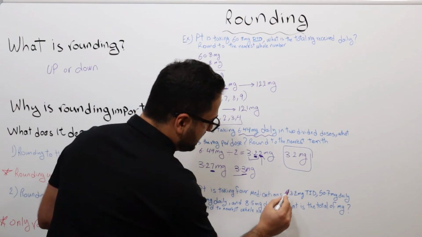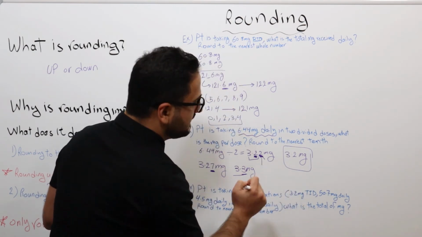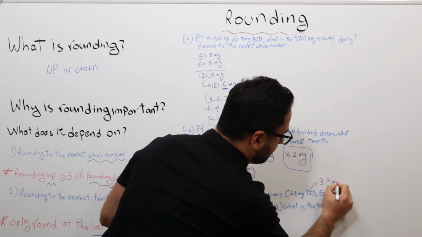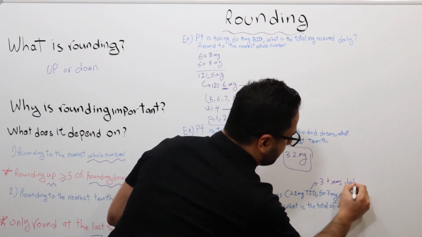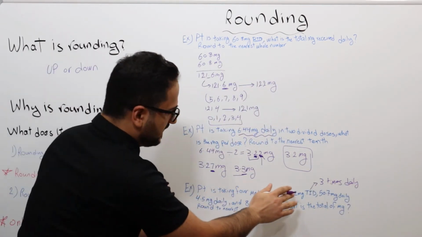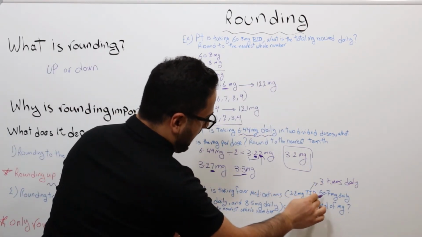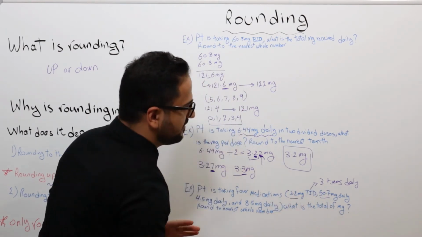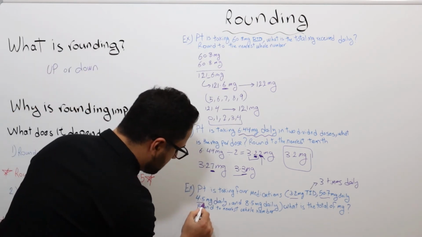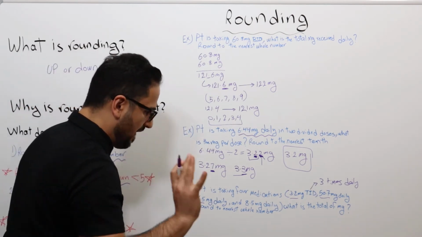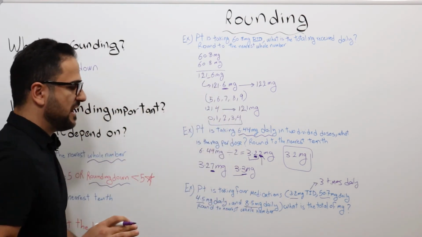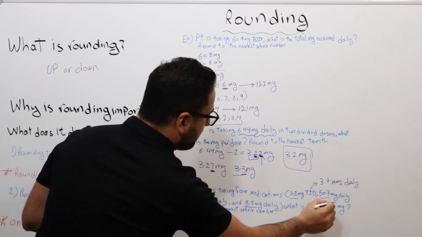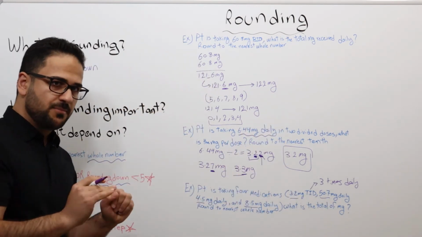The first medication is 3.2 milligram TID. TID means 3 times daily. So he's taking 3.2 milligram 3 times daily. The second medication is 50.7 milligram daily, the third medication is 4.5 milligram daily, and the fourth medication is 8.5 milligram daily. The question is asking, what is the total of milligram for all these medications combined?